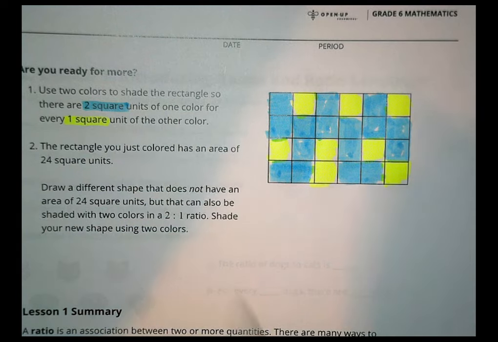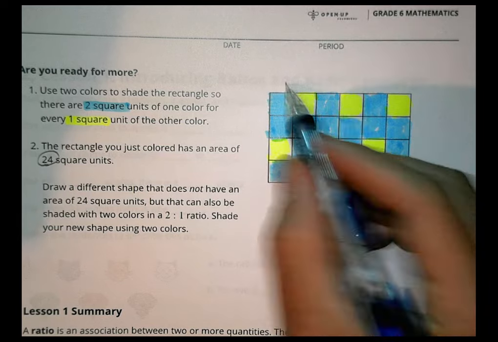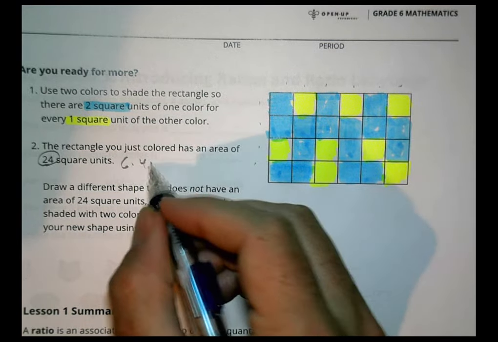Alright, so the rectangle you just colored has an area of 24 square units. 1, 2, 3, 4, 5, 6. 1, 2, 3, 4. Yep, so 6 times 4 is 24, that's correct.